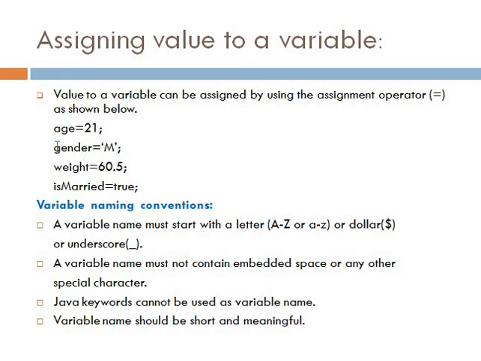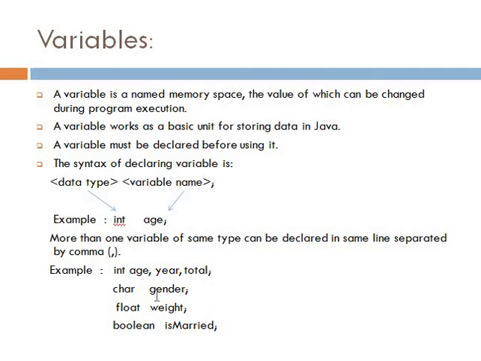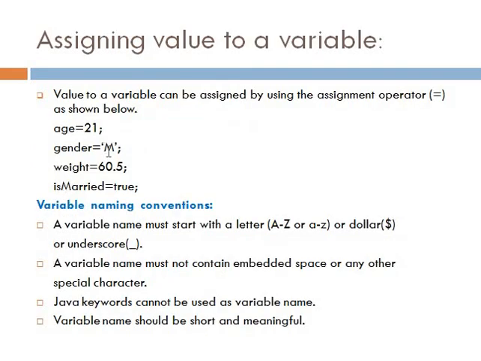Then see, next I have assigned the letter M within single quotes to the variable called gender. This is because I have declared the data type of this variable called gender as char. Now since char is a character data type, it can hold only letters, and that should be a single letter enclosed within single quotes. In this case I have enclosed the letter M, which stands for male, within single quotes.